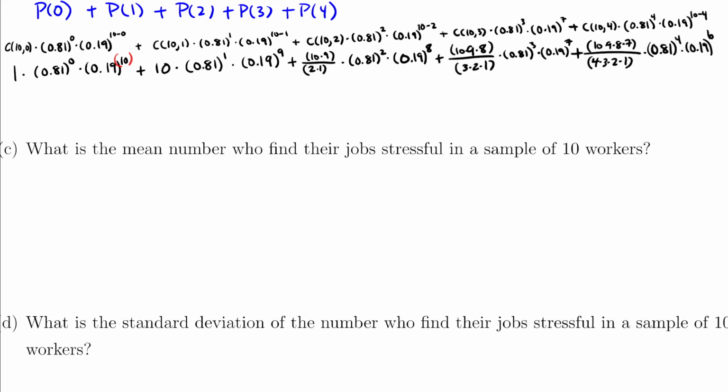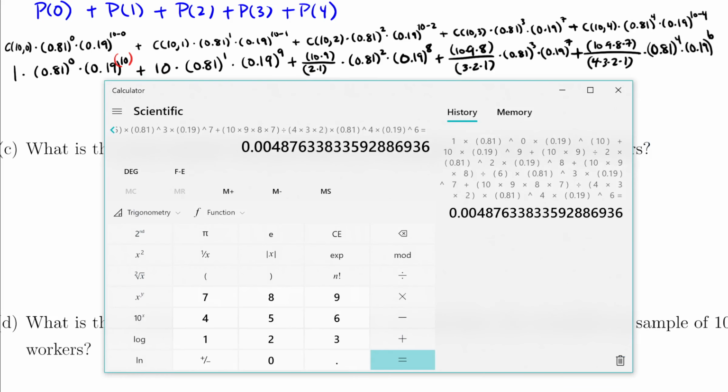So when we type this into our calculator, we will get 0.00487. Continuing, we need to round to 4 decimal places. So our 4th decimal is the 8. The digit one past it is greater than 5, so we're going to round this up to 0.0049.